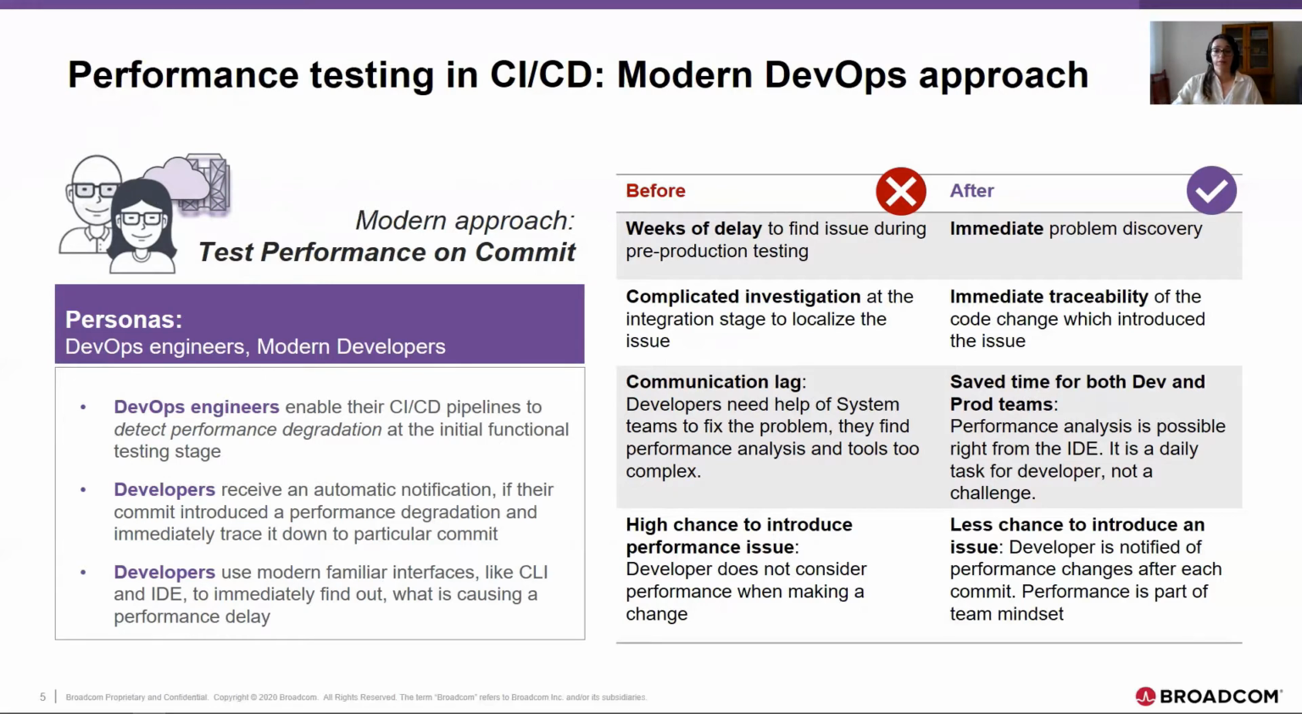This is not a very effective practice, and in fact, experts suggest that you test performance early, and that performance is part of the development team's mindset. In such a case, not only are there fewer chances that the issue will be introduced, but if the problem occurs, it is automatically found and easily addressed, because it is easier to trace back to the particular code change which introduced it. Let's look at the example of how you could achieve it.